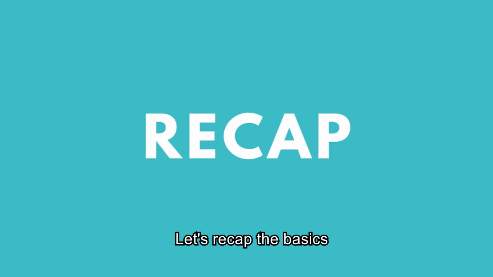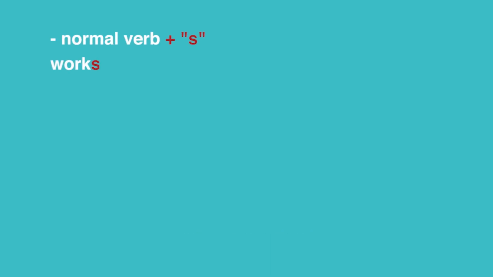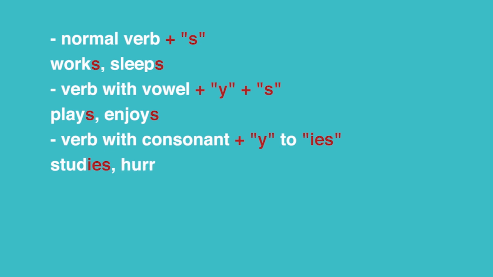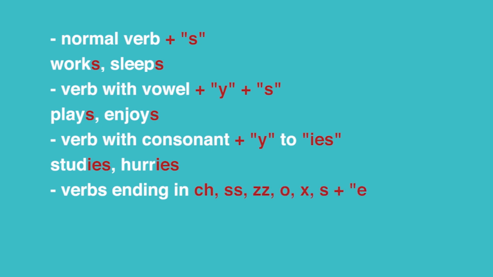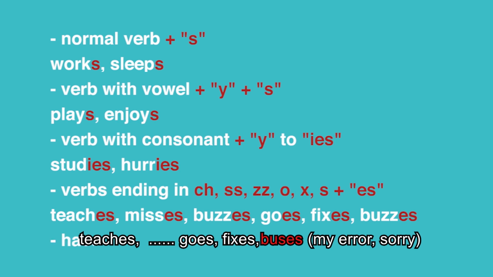Let's recap the basics. With a normal verb, we add an S, works and sleeps. With a verb with a vowel and Y, we just add S, plays, enjoys. A verb with a consonant and Y, we change to IES, studies, hurries. Verbs ending in CH, double S, double Z, O, X or S, we add ES. Teaches, misses, buzzes, goes, fixes, buses, and with the verb have, we change to has.